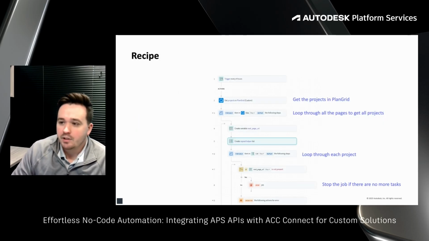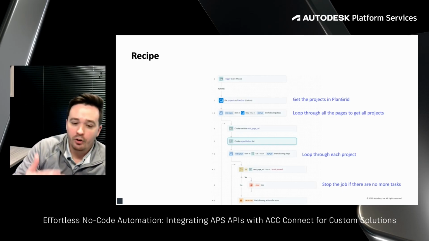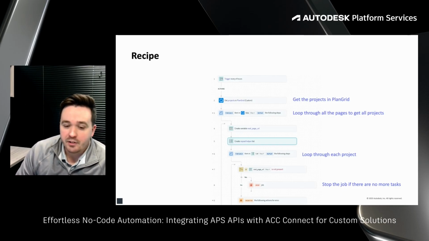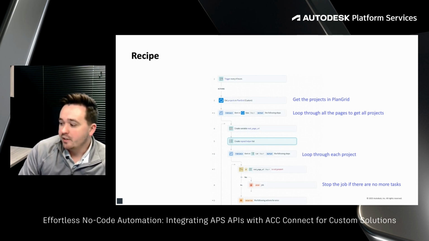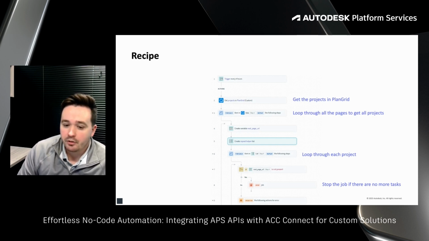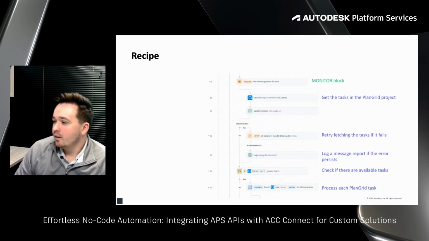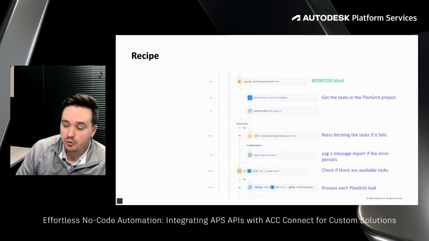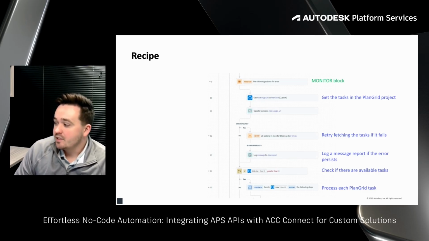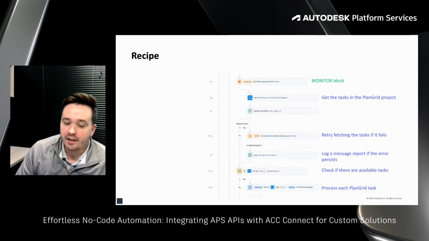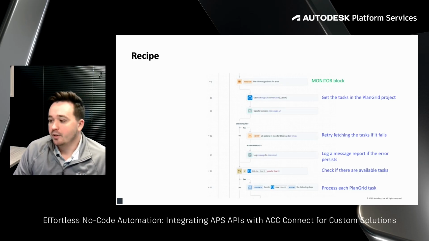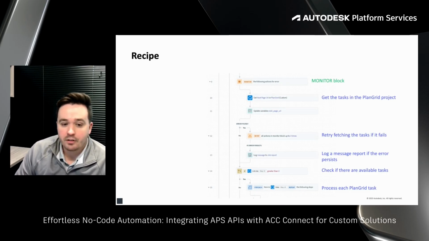As for the specific recipe, I'm going to go through the individual steps that we created. You get the projects in PlanGrid, like I mentioned, and then you loop through all the pages to get to all the projects that you have access to. You loop through each project, and then you stop the job if there are no remaining tasks. You're monitoring for errors throughout, getting the tasks in the PlanGrid project, and then retrying if there's some internal error. It'll try a couple of times just to make sure that error persists, and it'll log a message if there is an error.